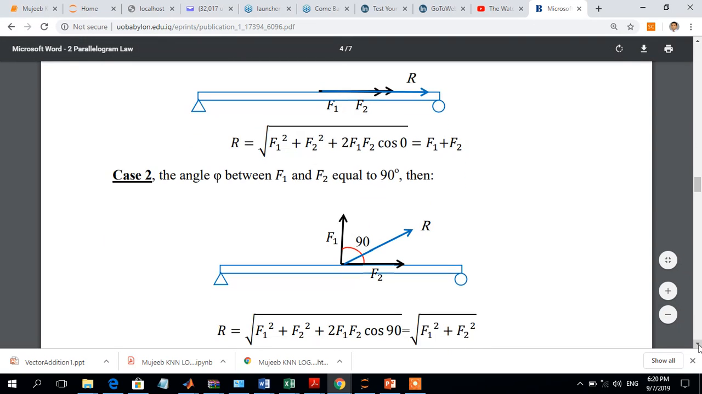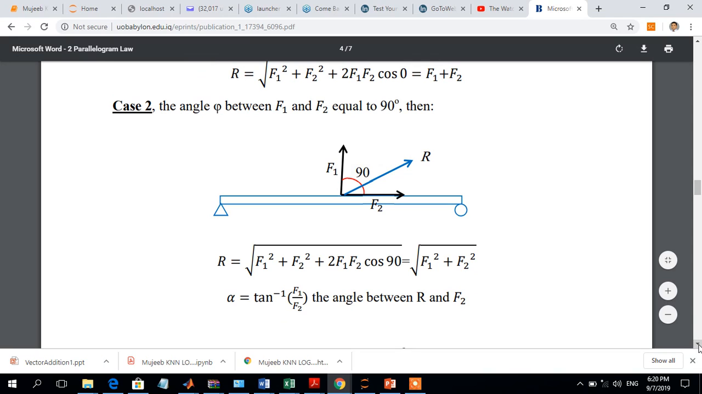Now the other case, when the angle between these two vectors is 90 degrees. You can see that f1 and f2 have exactly 90 degree displacement. In this case cos 90 is nothing but 0, so this part is going to be 0. So r is equal to the square root of f1 square plus f2 square, plus this part which is going to be 0 because cosine of 90 is 0. As a result, we get the equation square root of f1 square plus f2 square.